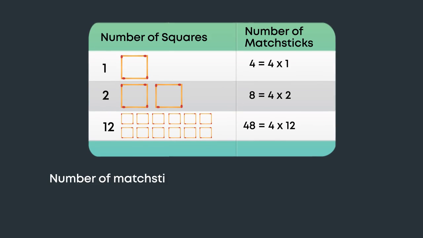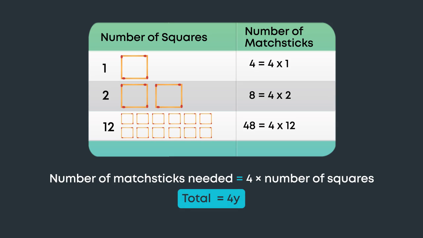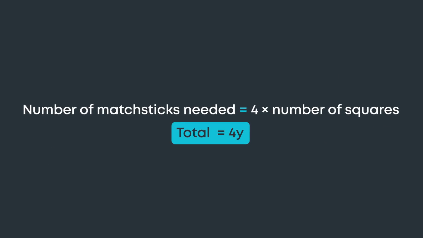Number of matchsticks needed is equal to 4 times the number of squares. So, if we want to make y number of squares, the total number of matchsticks we need is 4y. We have formed an equation here to find the total number of matchsticks and the number of squares we have to make. We have used a variable y to represent a varying quantity. Such statements are called algebraic equations.